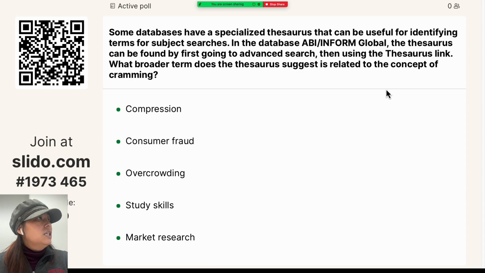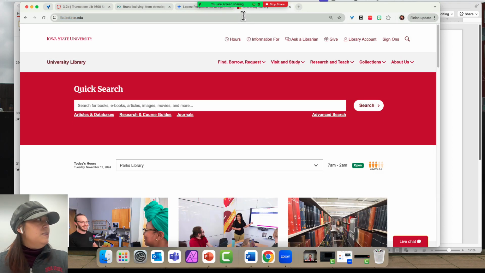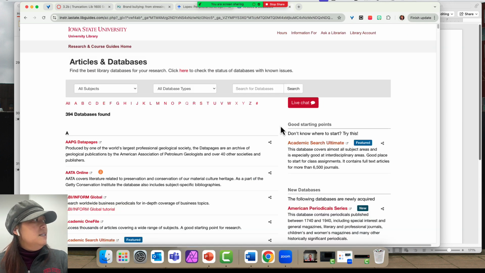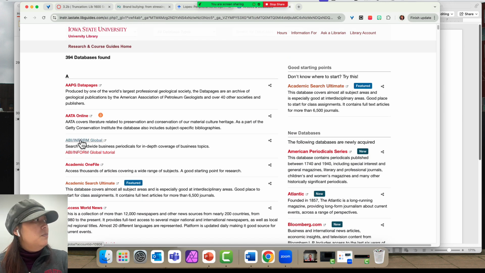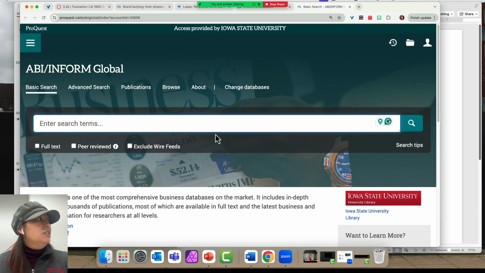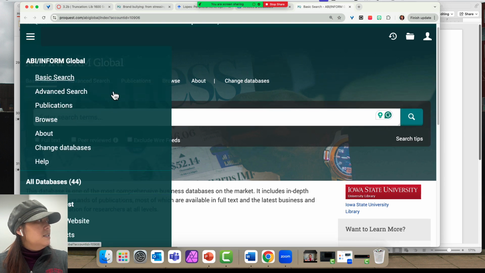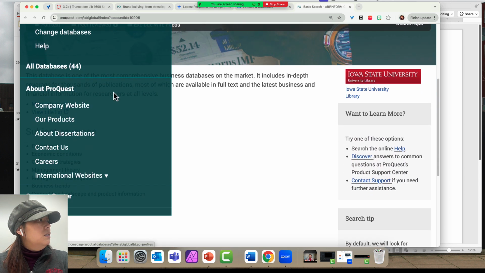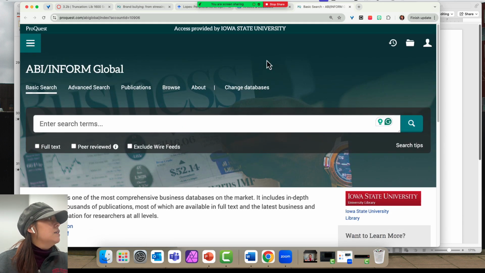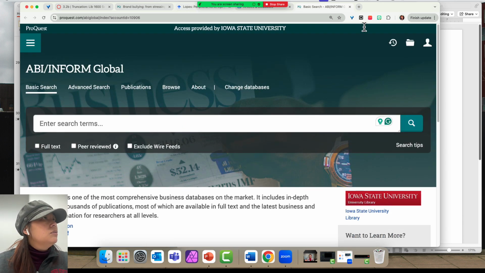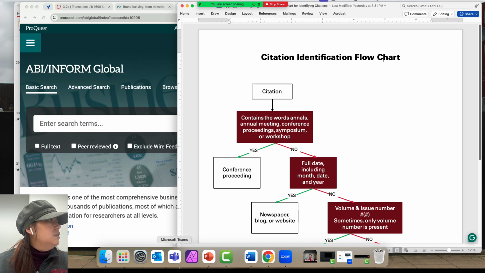So I'm going to go here. If I go to the library website, I'm going to show you exactly how to do that. You go to Articles and Databases. And notice this, they said it was this database, ABI Inform, right? I'm going to go to the actual database, which looks like this. When I get there, it says go to the thesaurus, right? So I'm going to look for it, actually, is it there? Hang on. Sometimes you can find the thesaurus and then sometimes, what does it say on the question?